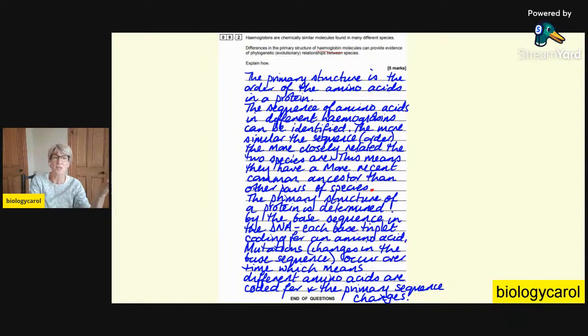Primary structure of a protein is determined by the base sequence on the DNA, each base triplet coding for an amino acid. Mutations, changes in the base sequence of the DNA, occur over time, which means different amino acids are coded for and the primary sequence changes.